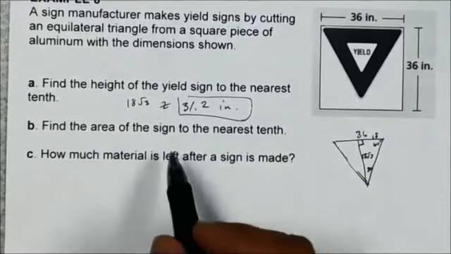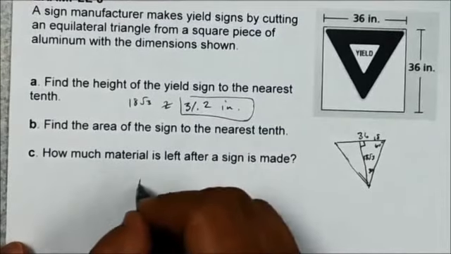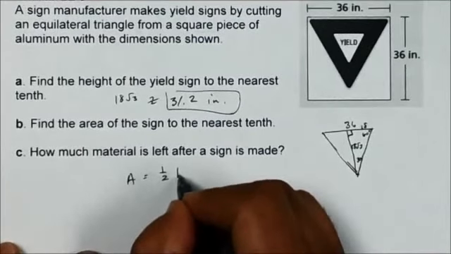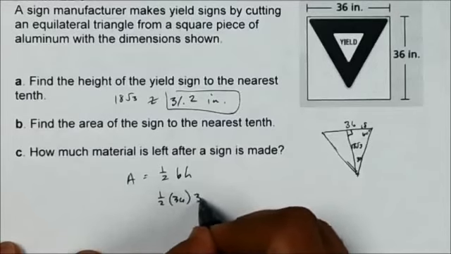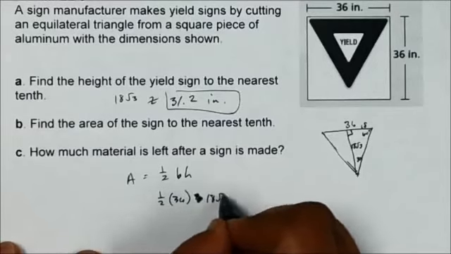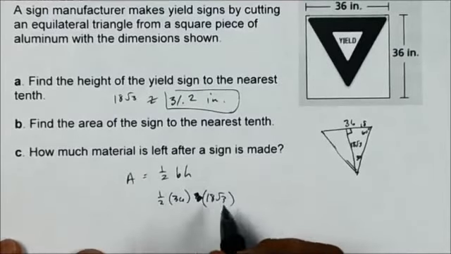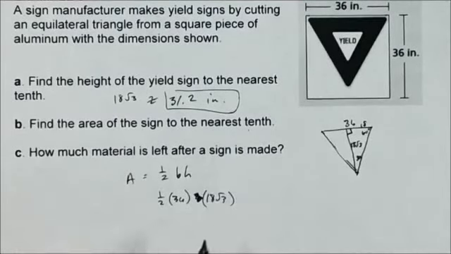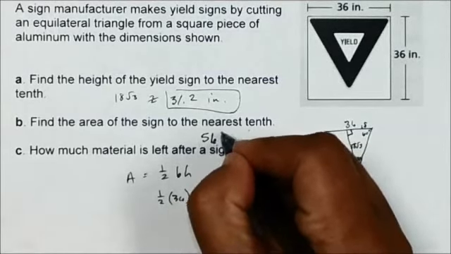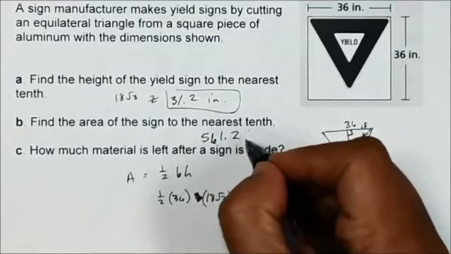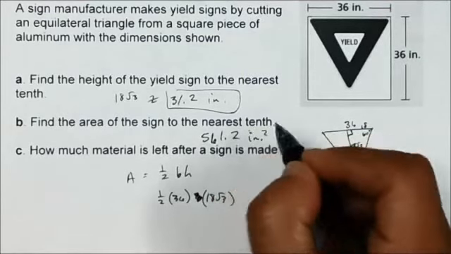Now I want to use that to find the area of the sign. So area is 1/2 base times height. We know the base is 36. My height we found to be 18 square roots of 3. I'm using the 18 square roots of 3 because I want to make sure that I round at the end. So it's going to be 561.2 inches squared.